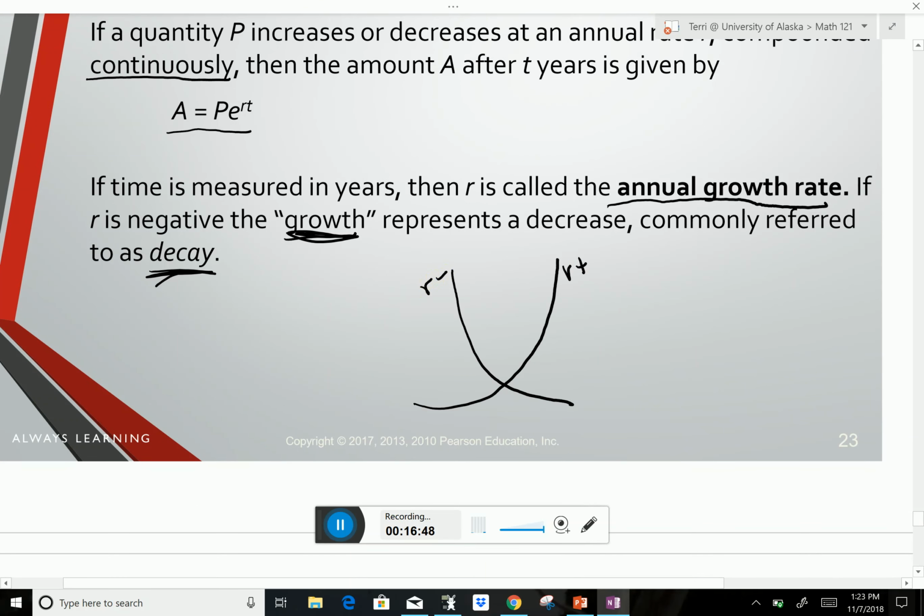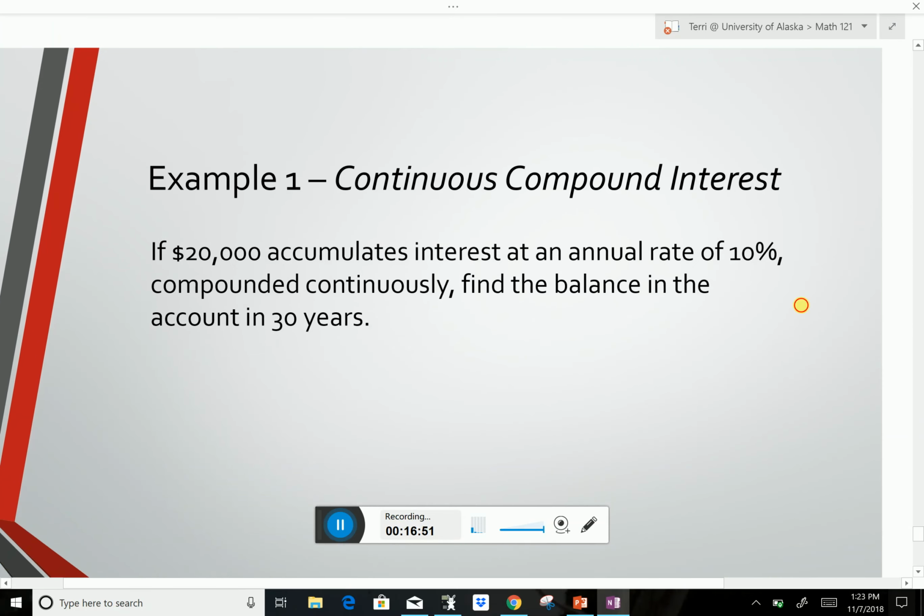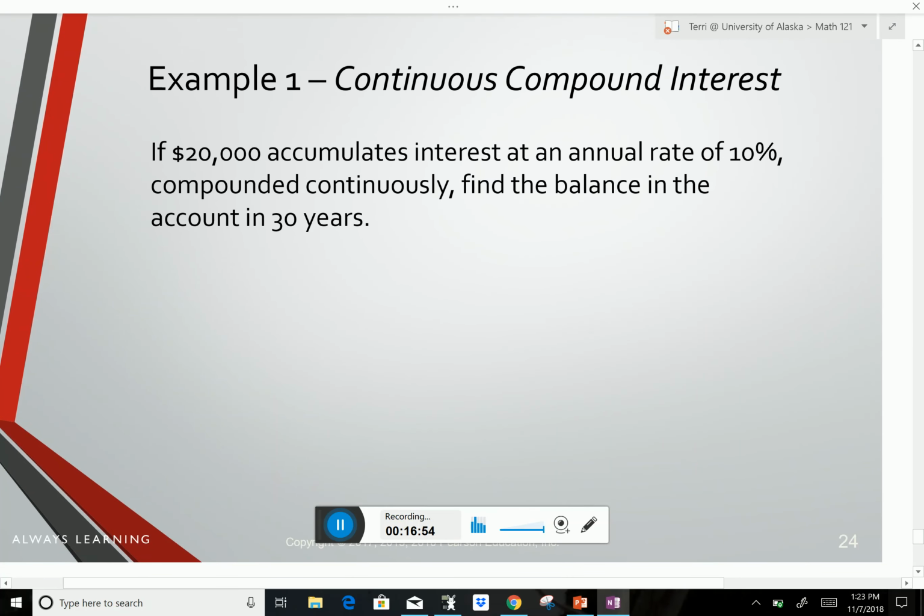Okay, so let's do an example. Continuously compounded interest. If $20,000 accumulates interest at an annual rate of 10% compounded continuously, find the balance in the account after 30 years. So our principal is $20,000. Our rate is 0.1, because 10% is 0.1. T equals 30. We have A equals P e to the RT. So that's 20,000 e to the 0.1 times 30.